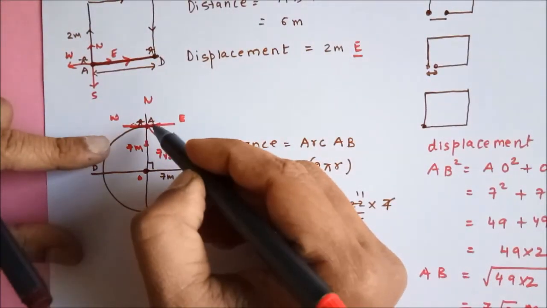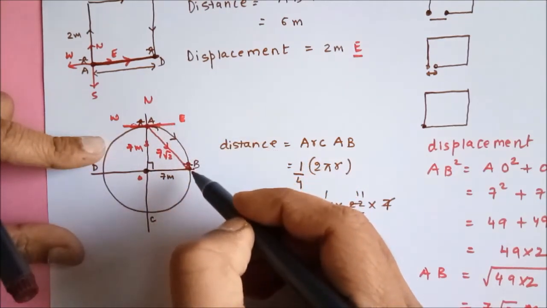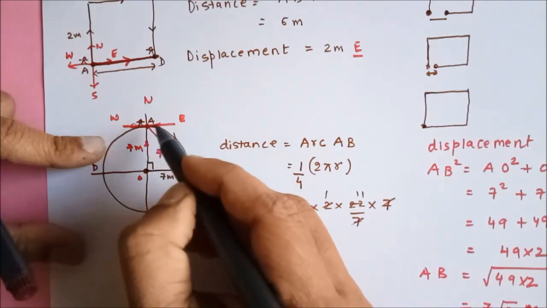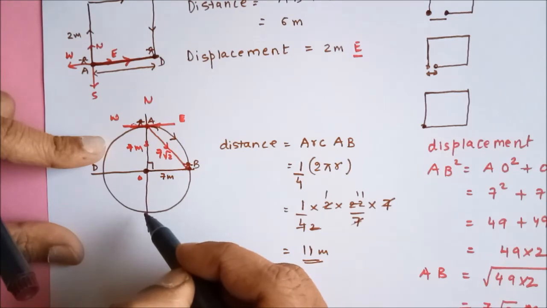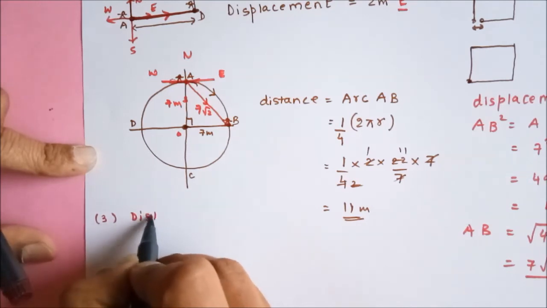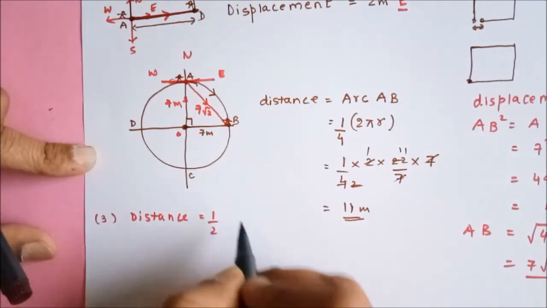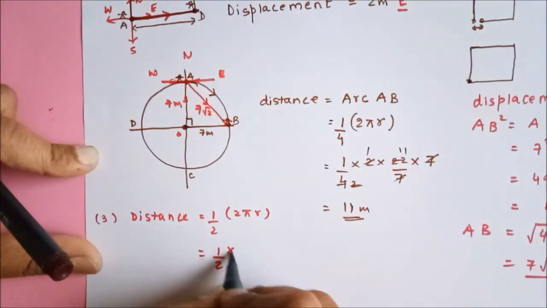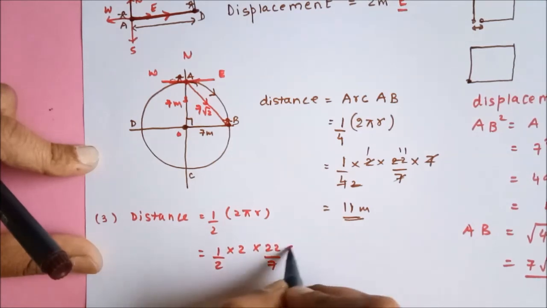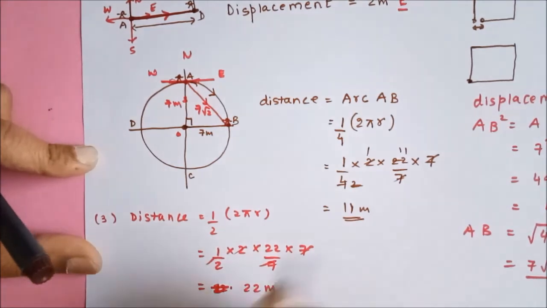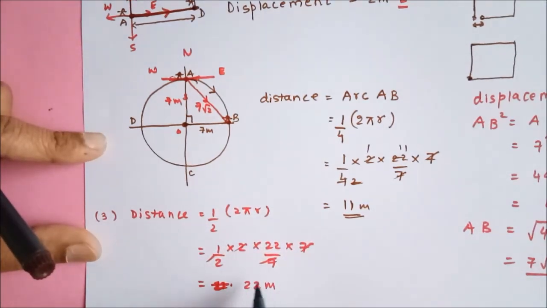And suppose had it been a person starts the journey from A to B to C, then the distance would be ABC, half of the entire circular path. So for that the distance would be half of the circumference. The circumference is half into 2 into 22 by 7 into 7. If we calculate, we get our answer as 22 meter. Again, no need to write the direction because this is a scalar quantity.